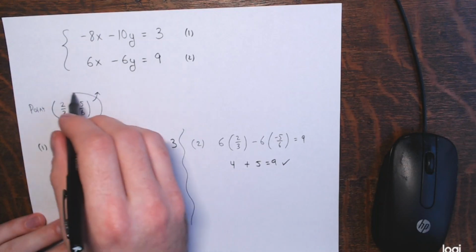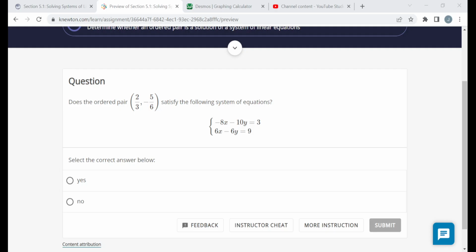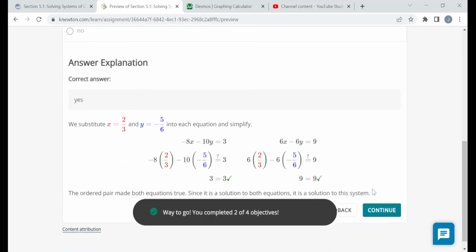So yes, this is a solution of the system. It satisfies both equations, all the equations. Great. All right.